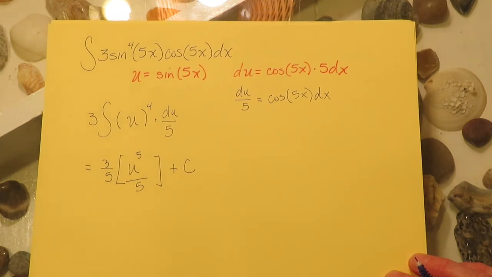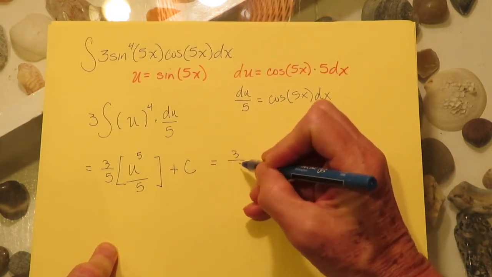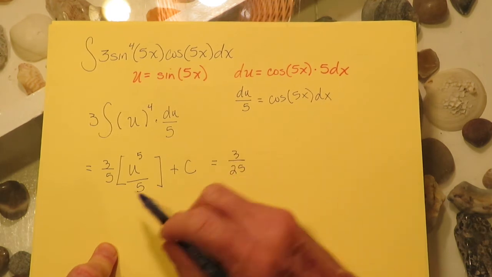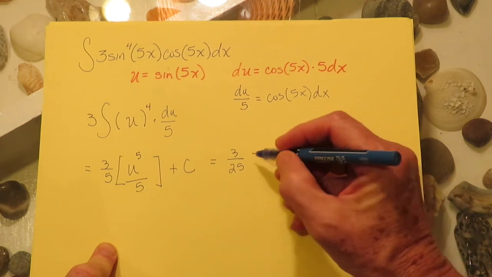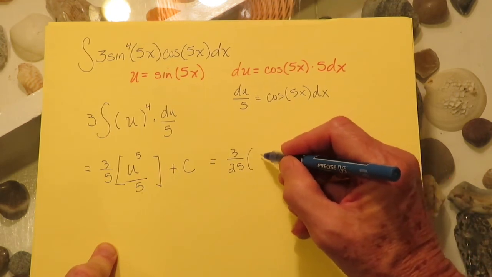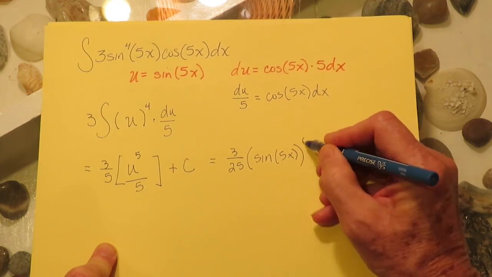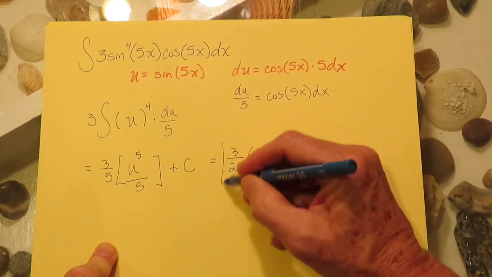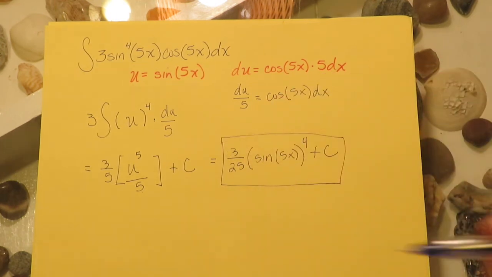I started off with x's though and not u, so I will have 3 over 25, 5 times 5, they're both in the denominator, is 25, and u was sine of 5x. And there we go. We have correctly found the general antiderivative of that function.